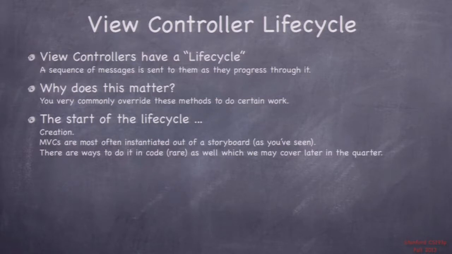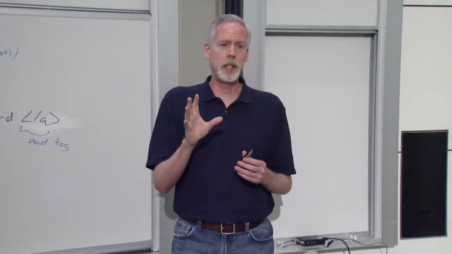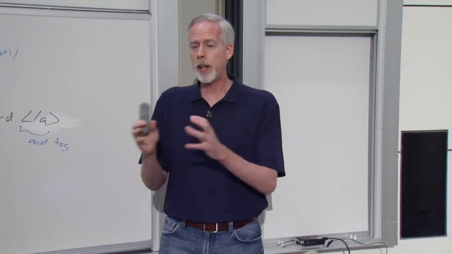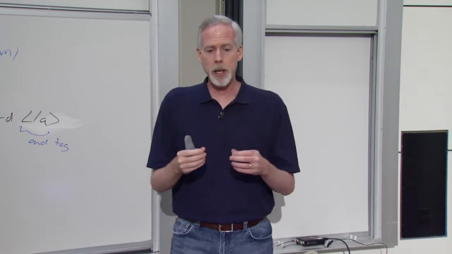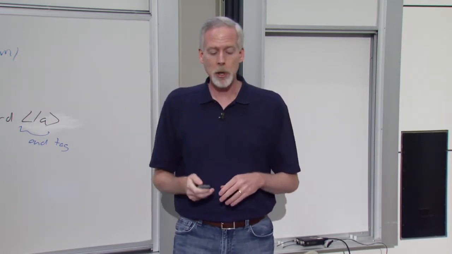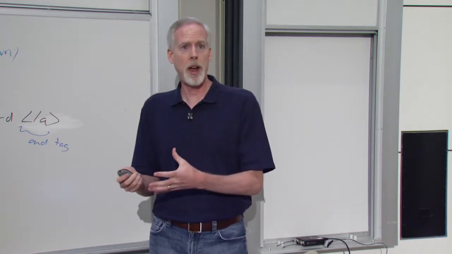Most view controllers are created out of storyboards. And I told you that storyboards don't generate code. You're basically editing those objects live. That UITextView, those buttons, you're editing them live in Xcode. And when that storyboard gets saved, they kind of get freeze-dried. And then when your application runs, water gets added back to them and they come back to life. So that's the creation part of the life cycle.